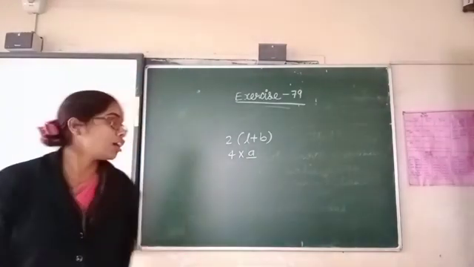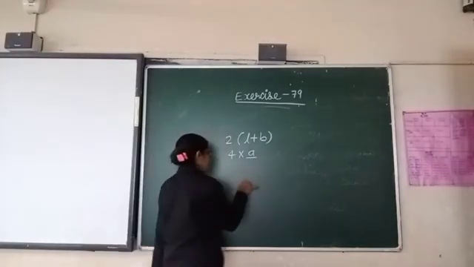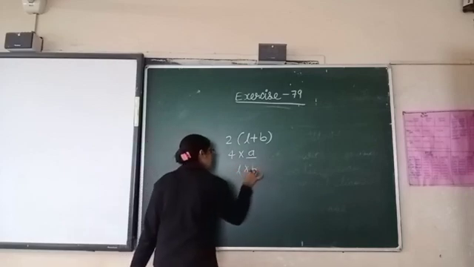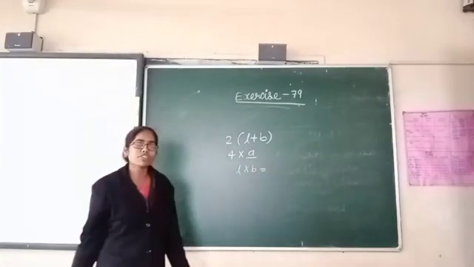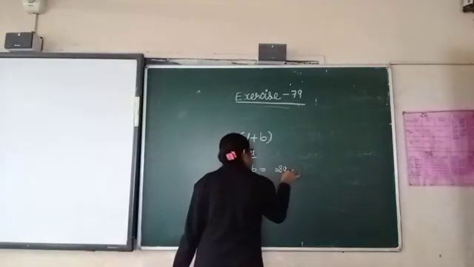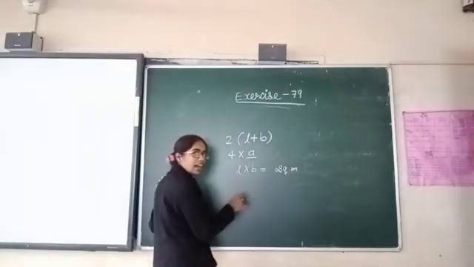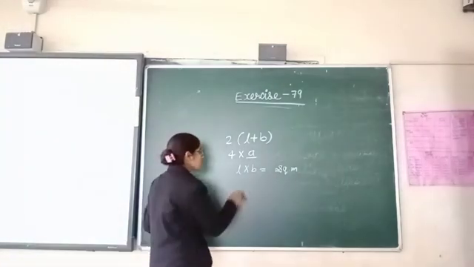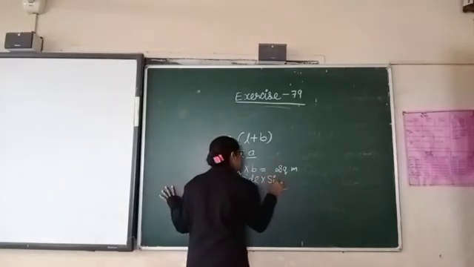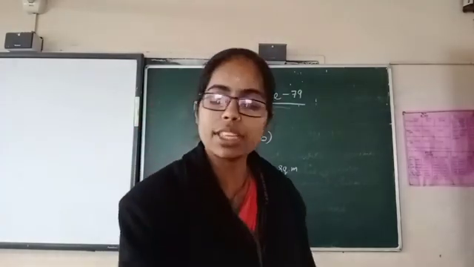Then we learned how to find the area of the rectangle and the area of the square. The formula for the area of a rectangle is length into breadth. And what unit do we use for finding the area? Always square meter or square centimeter, whatever is given in the question. And for finding the area of a square, the formula is side into side, and the unit is the same here. We have learned all these things in the last exercise.